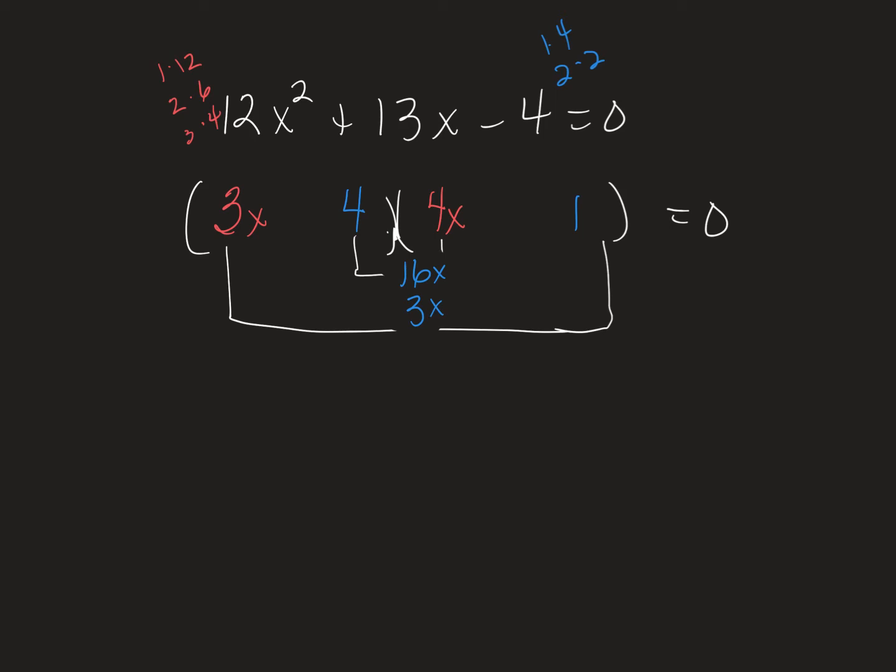This would end up being, I want a positive 13, so I need a positive 4 and a negative 1. And then from there you can set them equal to 0 and solve. Are we okay with that?